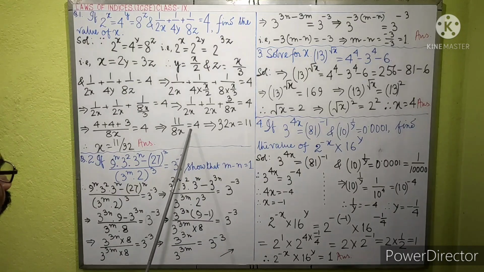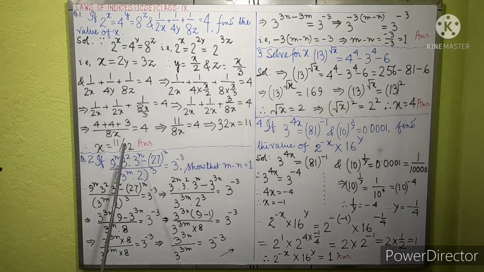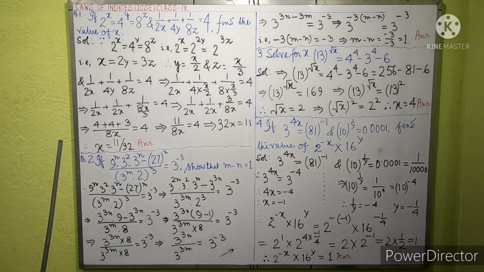That is 32x equals 11. Therefore x equals 11 by 32. This is the solution or answer, you may say.